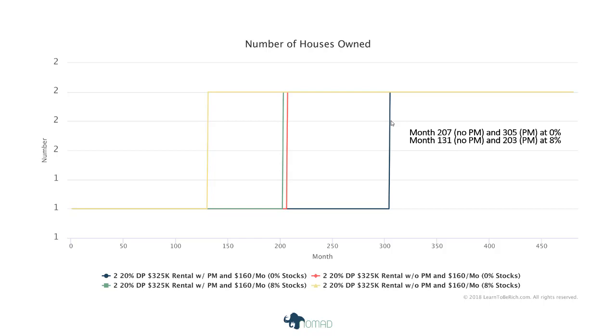If you actually got your 8% though, that becomes this green one, and you're able to buy it earlier, 203 months. Okay? And then if you're without your property manager and you're able to get 8%, you're able to buy it much sooner, which is 131 months or 10 years in. So you're able to buy your properties a lot faster when you do that.